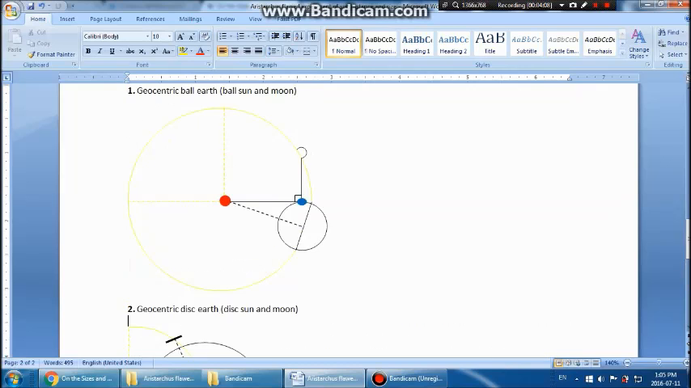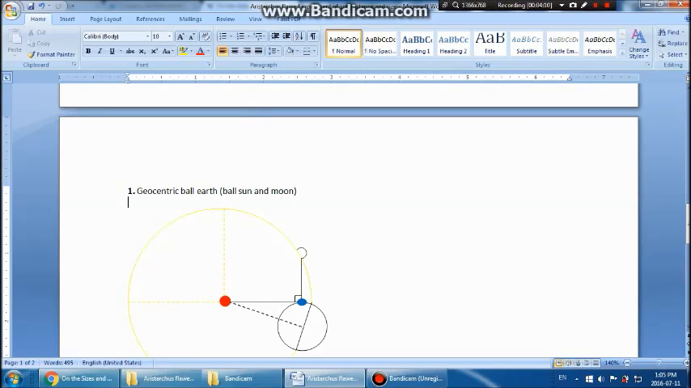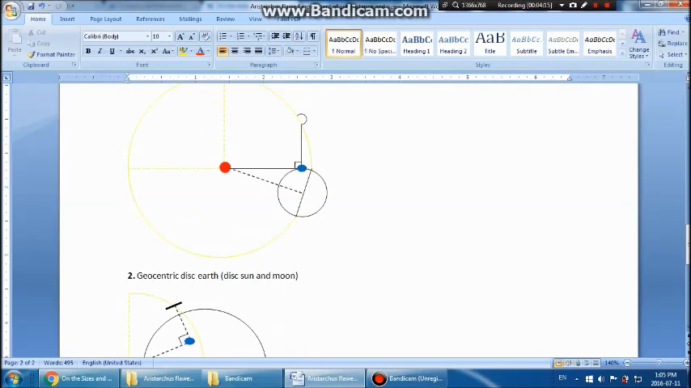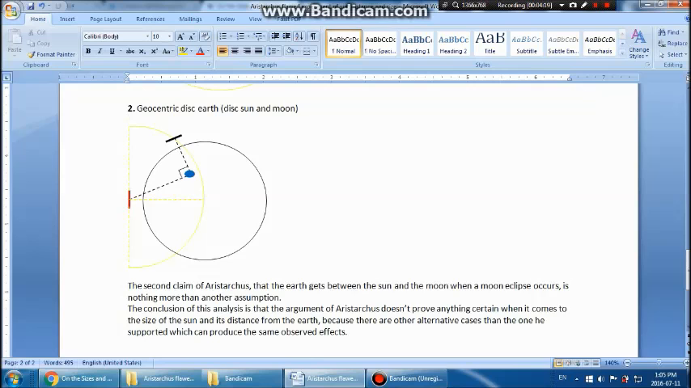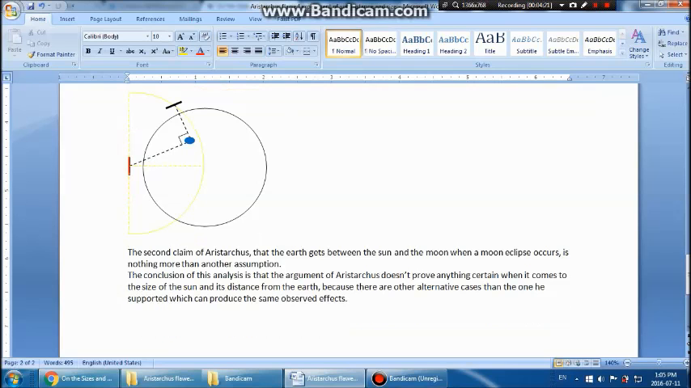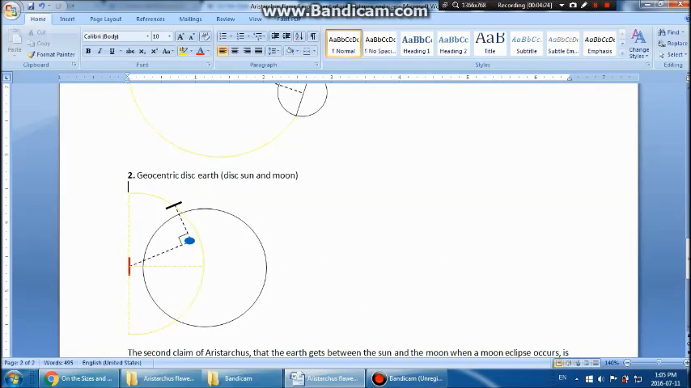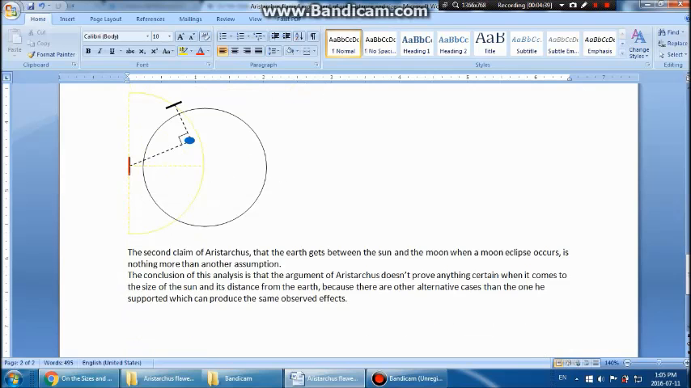So we have two cases which are alternative to the heliocentric ball earth case, and which don't contradict the premises used by Aristarchus, which means that his argument is not proved, because there are alternative cases still standing, which are possible, can be the real case, and haven't been falsified by him in any way.